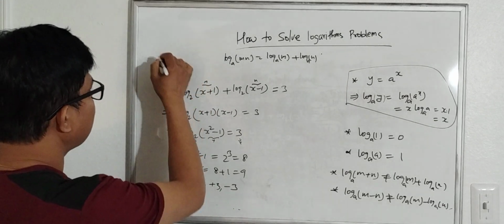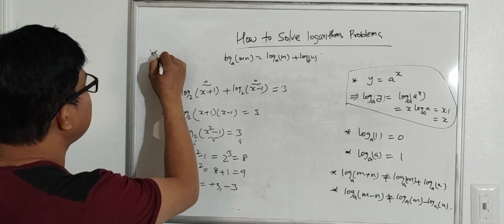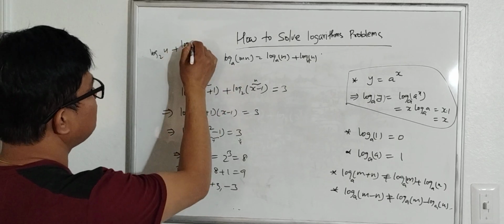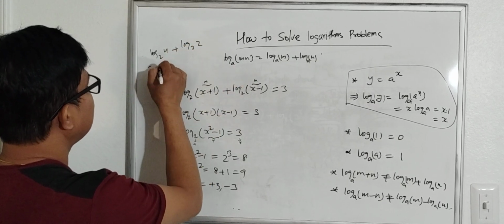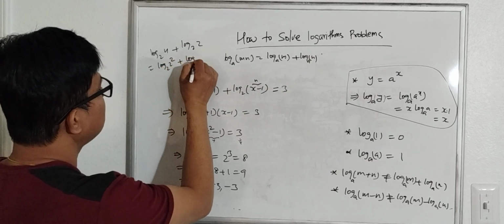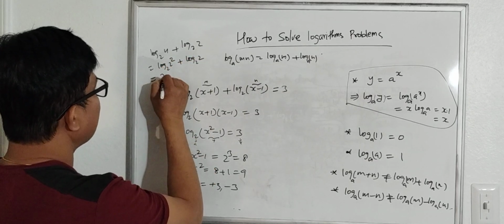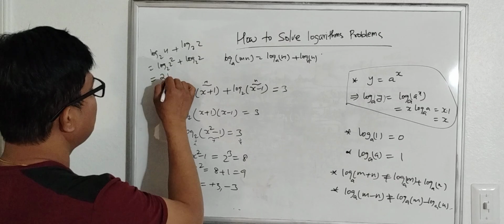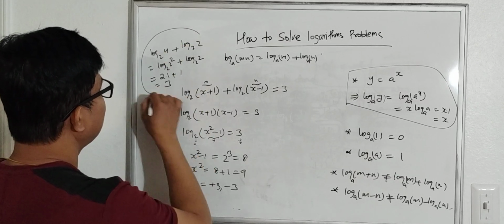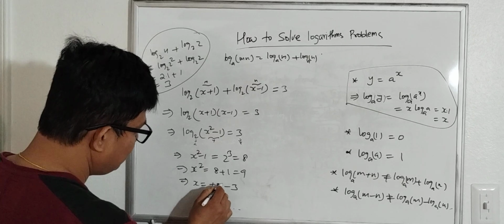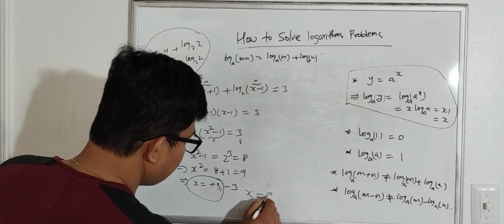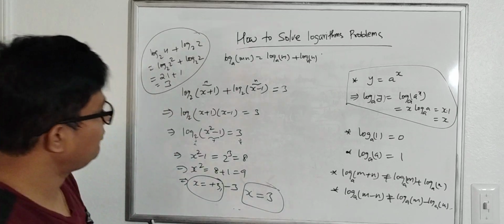So now if you use 3, log 2 of 3 plus 1 is 4, and this one, log 2 of 3 minus 1 is 2. So this is log 2 of 2 power 2, plus log 2 of 2. So this became 2, and log 2 of 2 is 1. So 2 plus 1 is 3. By using this one value, the only answer for this problem is x is equal to 3.